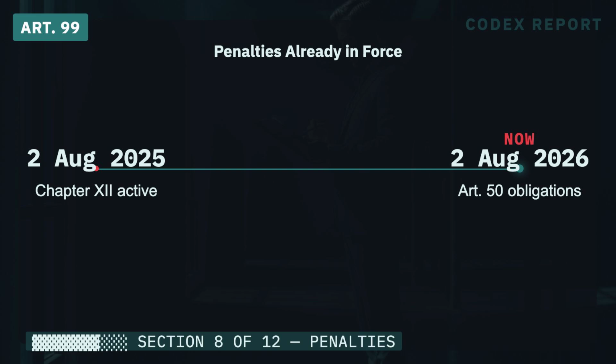Third, the penalty framework under Chapter 12 has applied since August 2, 2025. The penalties are live. What arrives on August 2, 2026 is the general application date for the substantive Article 50 obligations themselves. After that date, the penalty framework and the transparency obligations are both fully operative.